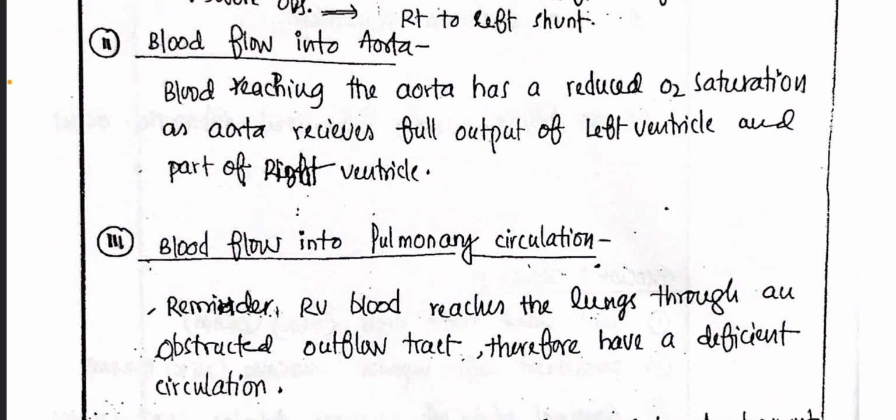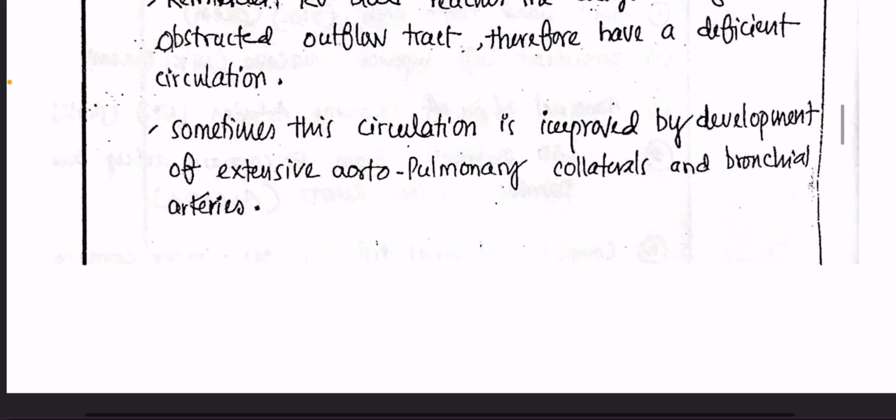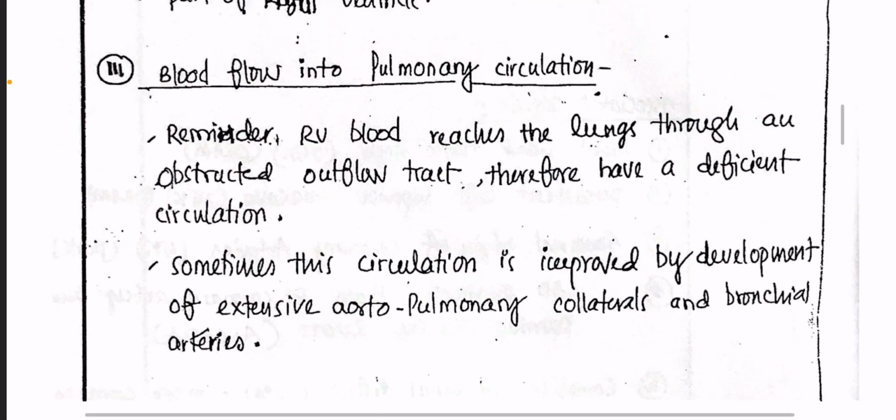Blood flow into aorta: blood reaching the aorta has a reduced oxygen saturation, as the aorta receives full output of left ventricle and part of right ventricle. Blood into pulmonary circulation: remainder of RV blood reaches the lungs through an obstructed outflow tract, thereby having deficient circulation. Sometimes this circulation is improved by development of extensive aortopulmonary collaterals and bronchial arteries.